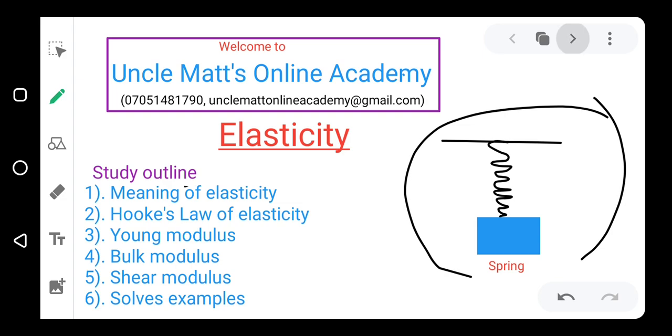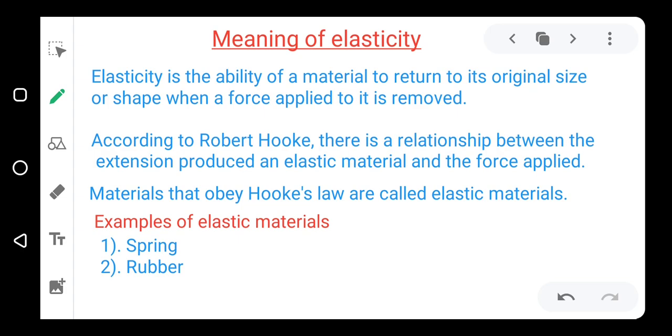So let's look at the meaning of elasticity. Elasticity is defined as the ability of a material to return to its original size or shape when the force applied to it is removed. Just like I've explained before, elasticity means the ability of a material to come back to its original shape when a force applied to it is removed.